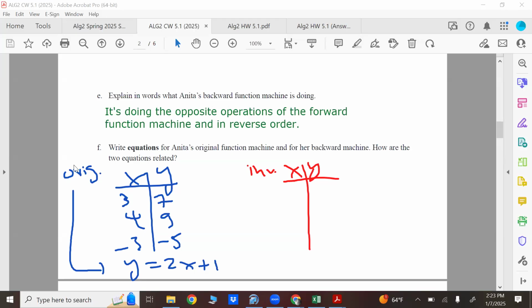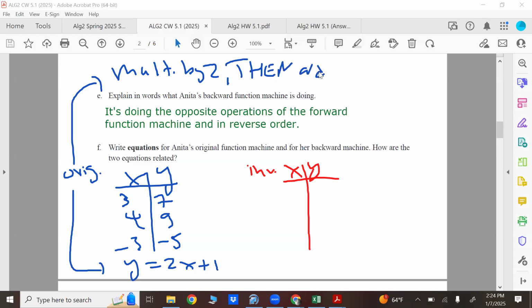So the original is multiply. And remember PEMDAS. PEMDAS matters a lot too. Multiply by 2, then add 1. Okay. So when you do the inverse, you're actually kind of reversing the PEMDAS as well. Now remember, it was 7, 3, 9, 4.